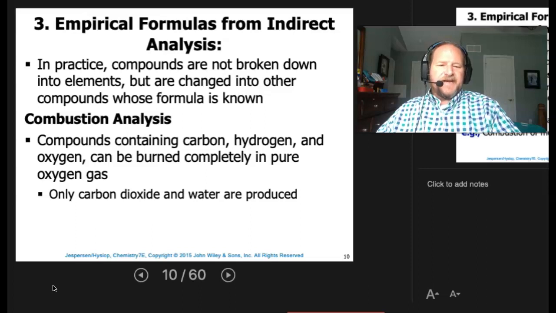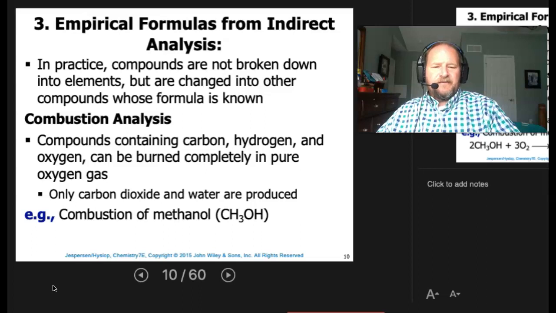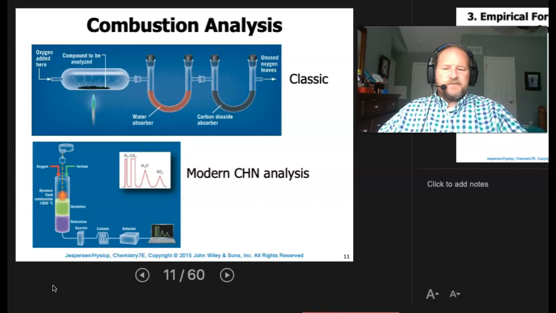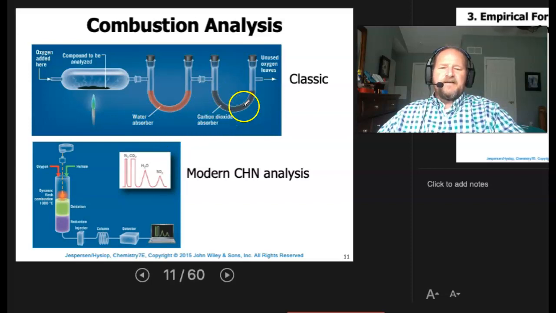We can then use scrubbers to catch them and figure out how much carbon dioxide was there and how much water is there. So for instance, the combustion of methanol, CH3OH, plus the 3 oxygens gives 2 CO2 and 4 water. Now the way this works is we're going to take our sample, put it in a glass tube, and then pump oxygen in and set it on fire. Then we're going to have an absorber that's going to grab all the water, and then a scrubber that's going to grab all the carbon dioxide, and then any unused oxygen is going to go out.